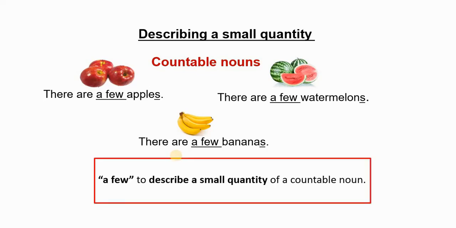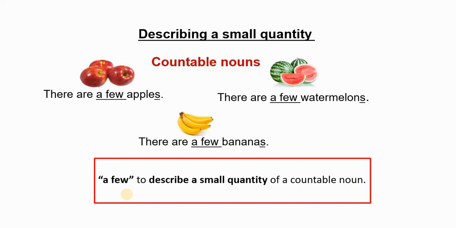The rule is that we use a few to describe a small quantity of a countable noun. So, if the noun is a countable noun, we must only use a few. Alright? We do not use a little with countable nouns.